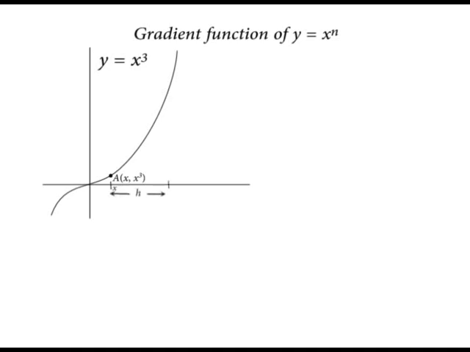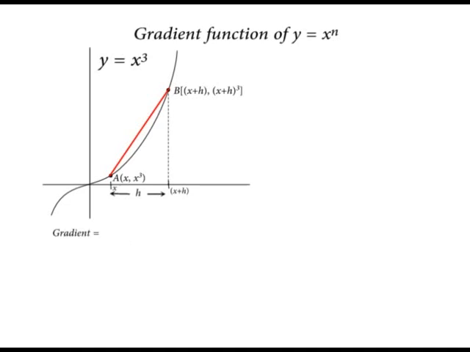We add a very small increase to x so that we shall have x plus h. And therefore the point on the curve will have the x coordinate as x plus h. Again, because the curve is y is equal to x cubed, we cube the values of x to get the corresponding values of y. So the y coordinate will be x plus h cubed. And so the coordinates of B will be (x plus h, x plus h cubed). We join A to B and find the gradient.